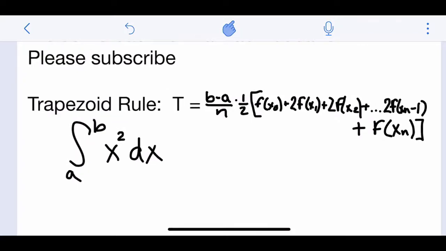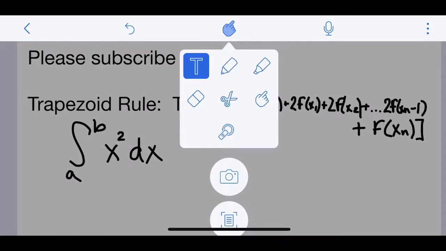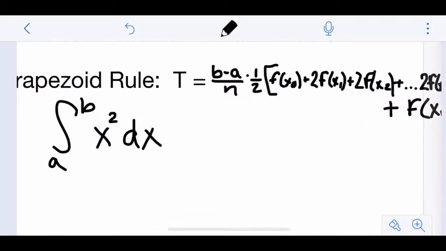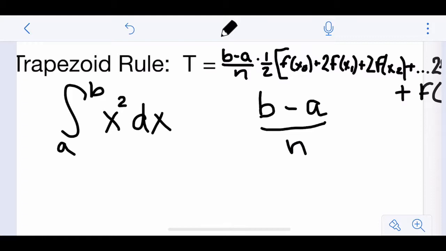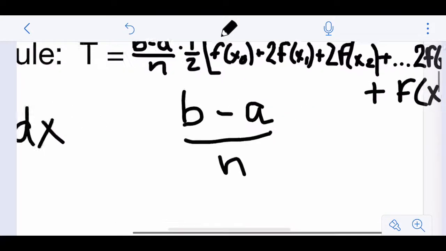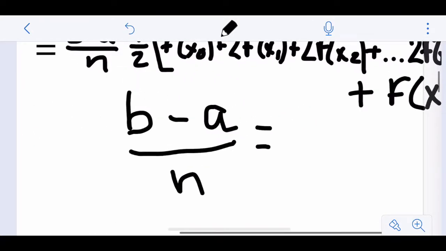Now we can look at the integral expression. The trapezoid rule actually finds the area under the curve with smaller trapezoids to approximate the area under the curve with subintervals. Just like how we integrate, we can use the trapezoid rule, but the trapezoid rule is an approximation. The integral gives you the exact area under the curve. So the b minus a over n is our change of x.